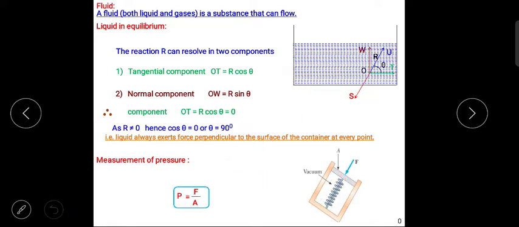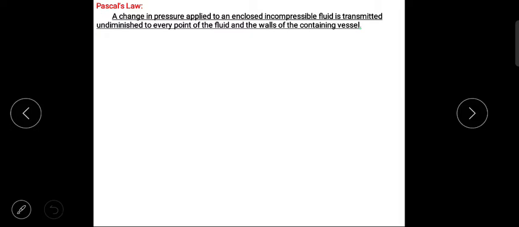So let's move forward. Coming to the next topic, what does Pascal's law say? Pascal's law says that a change in pressure which is applied to an enclosed incompressible fluid, here are the two words, enclosed and incompressible fluid, is transmitted undiminished to every point of the fluid and the walls of the containing vessel.